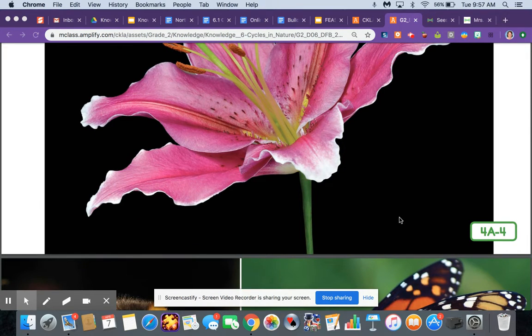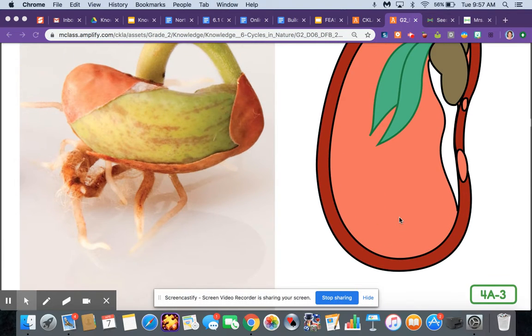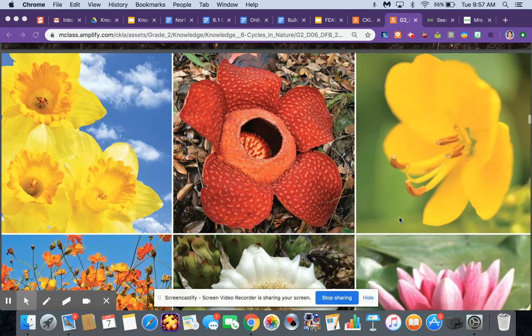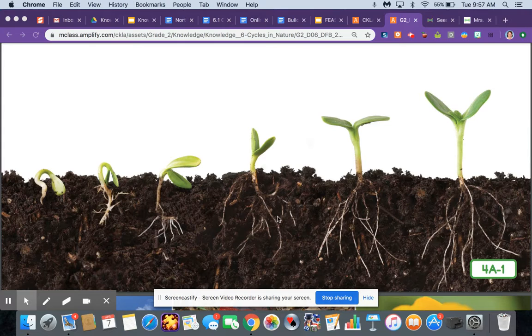Oops, where did it go? Once the seed germinates or sprouts, it grows and develops into a young plant with roots and stems and leaves. We'll go back to this picture. So here's the roots and the stems and the leaves.